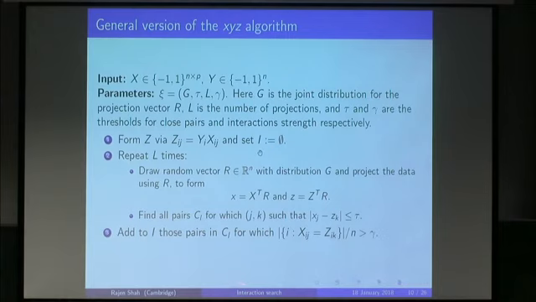Just to recap, we've formed this matrix Z by multiplying the rows of the X matrix, and then we project each of these down using this random vector, which has a distribution G, and then we find the close pairs from the projected points, do this L times, and then collect together all of the pairs that we found, all of these candidate interactions, and we check which of them were actually the strong interactions.